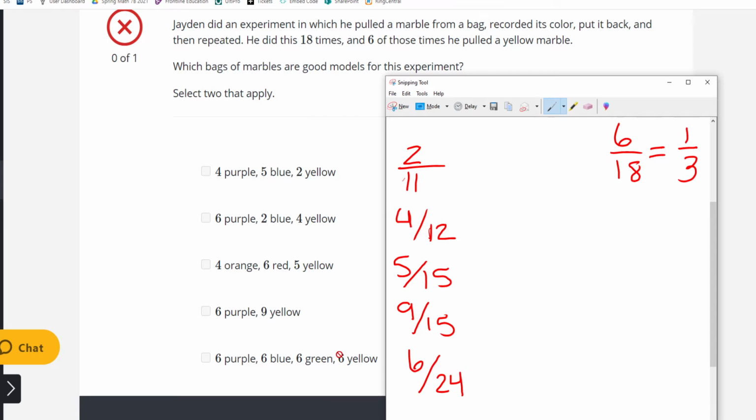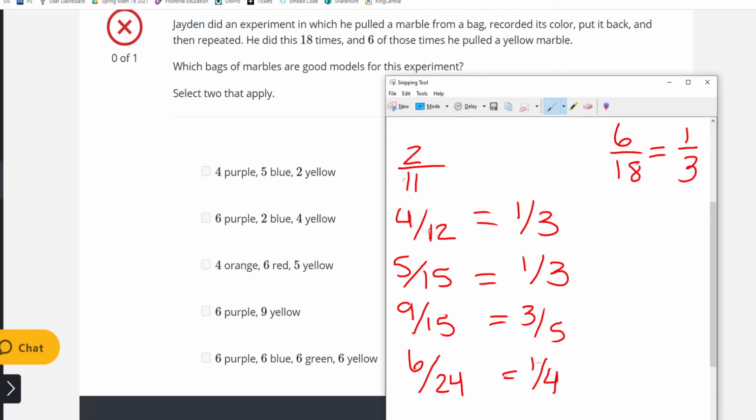So from here, let's see if we can simplify any of these fractions and if we can get this 1/3. Well, 4 over 12, I know, reduces to 1/3. 5 over 15 reduces to 1/3. 9 over 15 reduces to 3 over 5. And 6 over 24 reduces to 1/4.